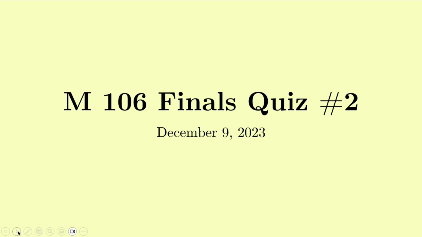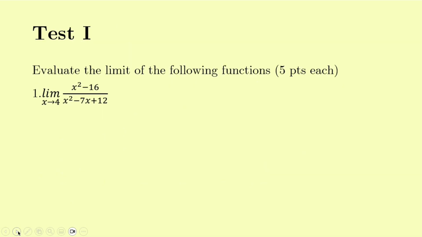Anyway, let's start. First, test 1, evaluate the limit of the following function. Limit of x squared minus 16 all over x squared minus 7x plus 12 as x approaches 4. If you will try table of values, for sure makukuha nyo siya. Dito, let's use the algebra method para mas masanay kayo doon sa algebra naman.